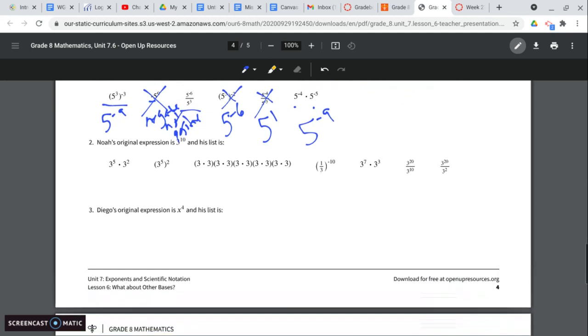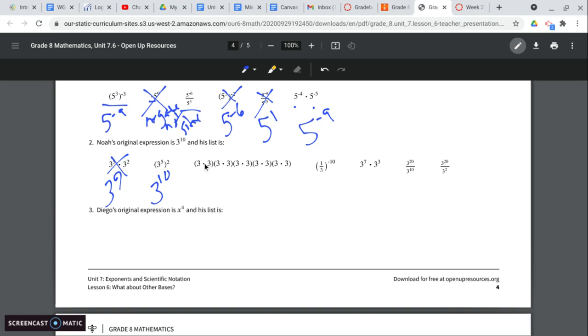All right, Noah's original expression was 3 to the 10th. Erase that so we can see it a little better. And here's his list. He has 3 to the 5th times 3 to the 2nd. 5 and 2, are those going to give us 10 if we add them together? Nope, that's 3 to the 7th. All right, the next one, 3 to the 5th to the 2nd. If we multiply 5 and 2, we get 3 to the 10th, which is what we want.